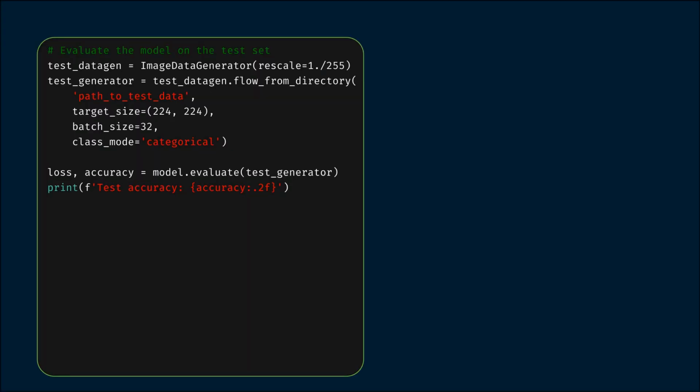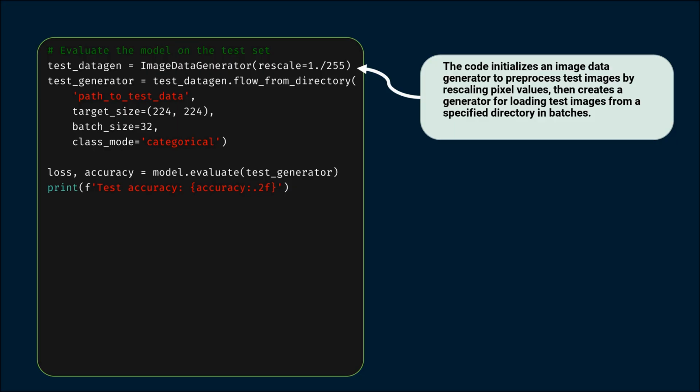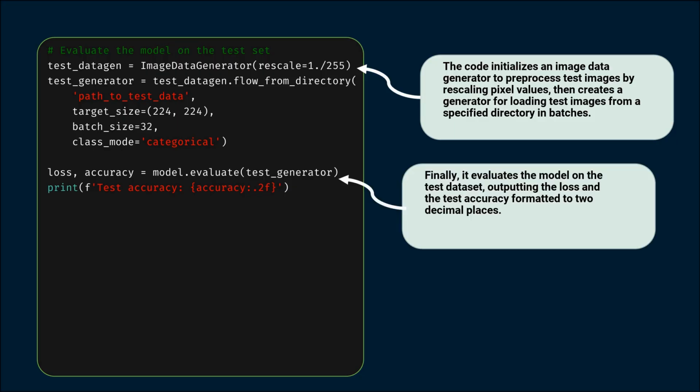Now let's evaluate the performance of our trained MobileNet model on a test dataset. We start by setting up an image data generator, which is crucial for preprocessing the test images. By applying a rescaling factor of 1/255, we ensure that the pixel values are normalized to a range between 0 and 1, which is necessary for the model to interpret the input correctly. Next, we create a test data generator that flows images directly from the test dataset directory, specifying the target size to match the model's input requirements and defining the batch size and class mode. This allows for efficient loading of images in batches during evaluation.